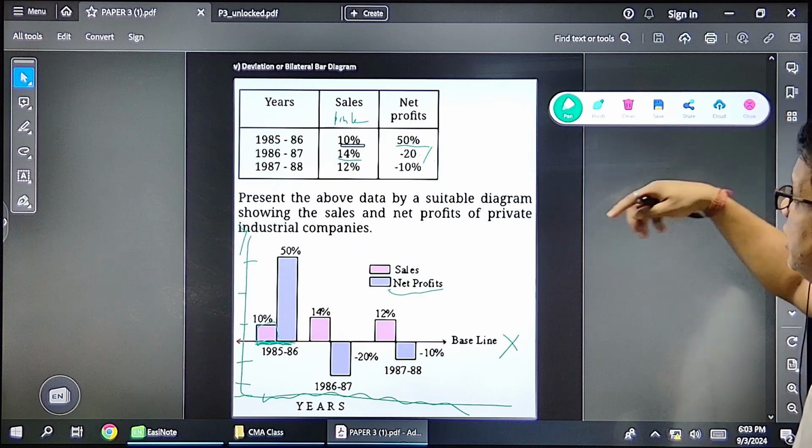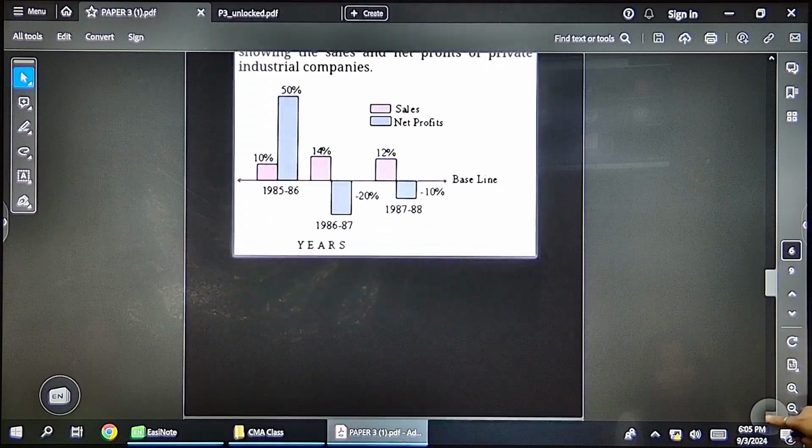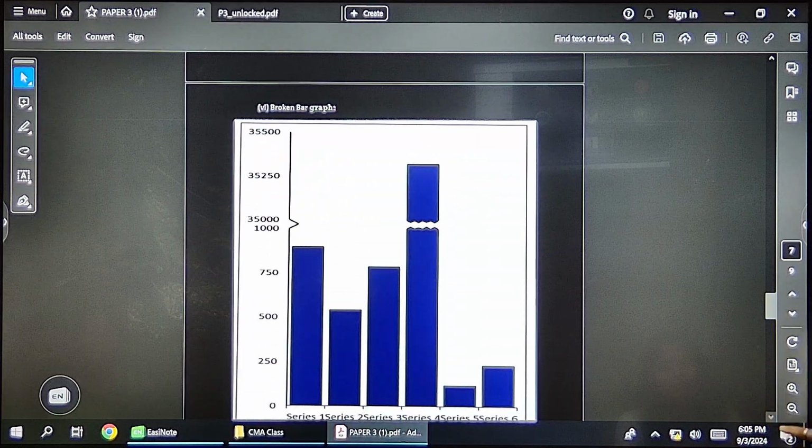So this is deviation. Deviation means sometimes there is a profit, sometimes there is a loss. Both the data are together there. So it is a deviation. Right? Broken bar graph.